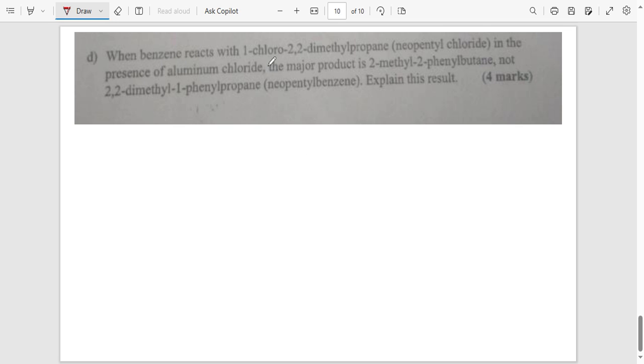Okay, so look at what they are talking about. 1-chloro-2,2-dimethylpropane. It's a propane. So first we write 3 carbons: 1, 2, 3. At position number 1 we have got a chlorine. At position number 2 I've got 2 methyls. This is a compound that we are reacting. We are reacting it in the presence of aluminum chloride.